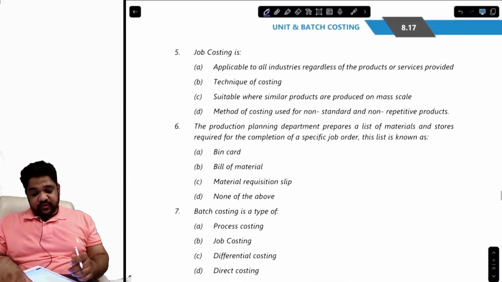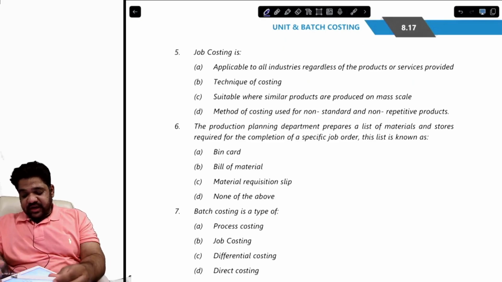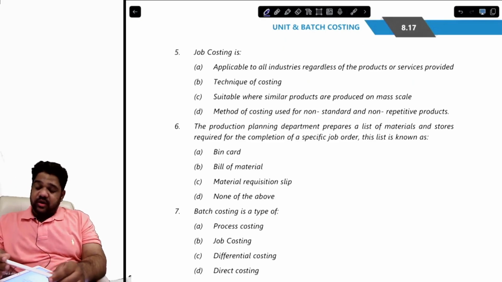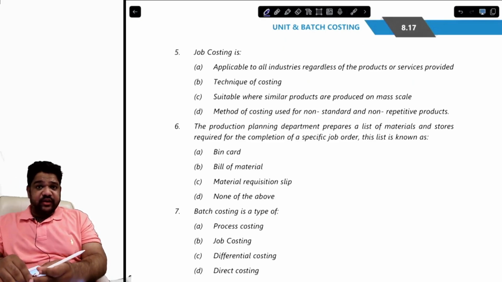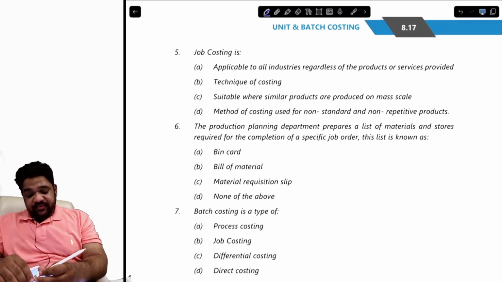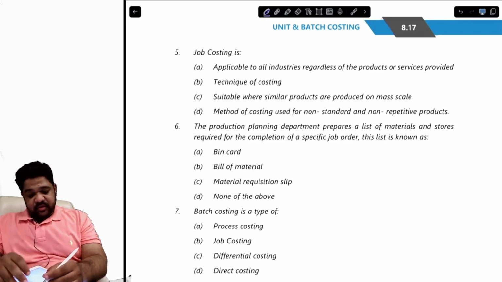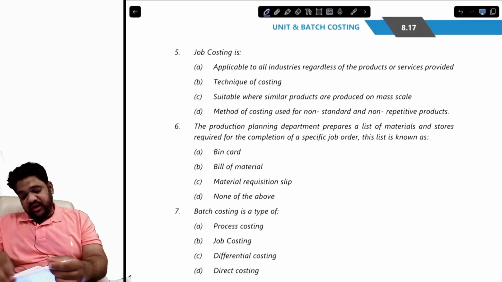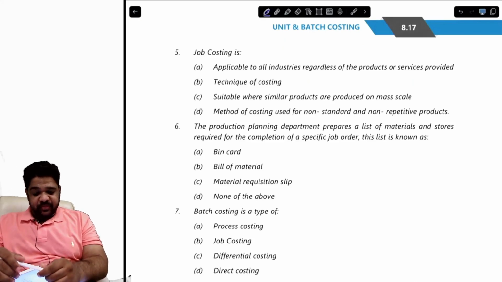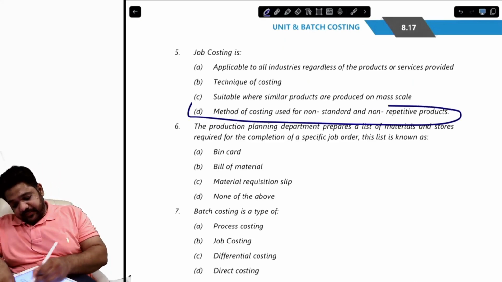Then fifth one, job costing is applicable to all industries regardless of the products or services. No. Is a technique of costing? No, it is a method of costing. Suitable where similar products are produced on a mass scale, and method of costing used for non-standard, non-repetitive items. So here the correct answer is D.